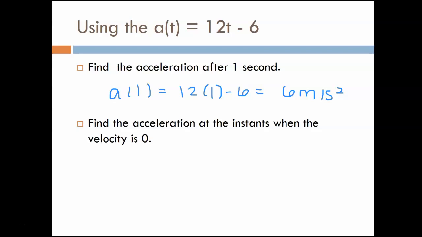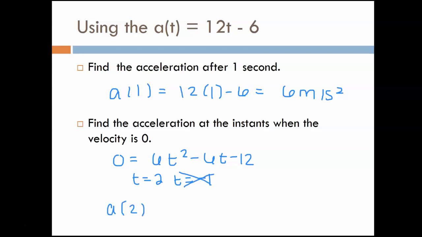Okay, find the acceleration at the instance when velocity is 0. So you have to set the velocity equal to 0. Exactly. So you find when velocity is equal to 0, which is 2 and negative 1. However, can time be negative? So you can actually even throw out the negative time. And then a of 2 is equal to 12 times 2 minus 6, or 24 minus 6, which is 18 meters per second squared.